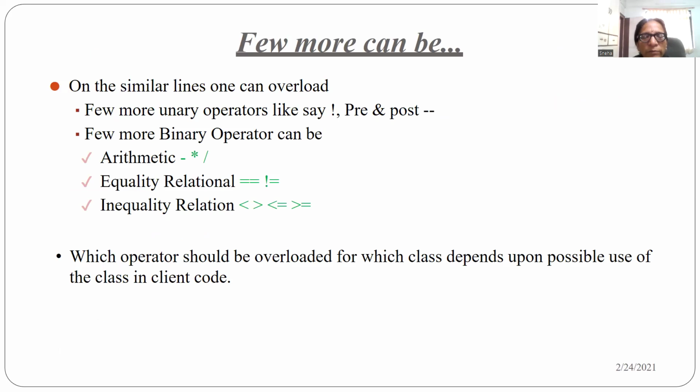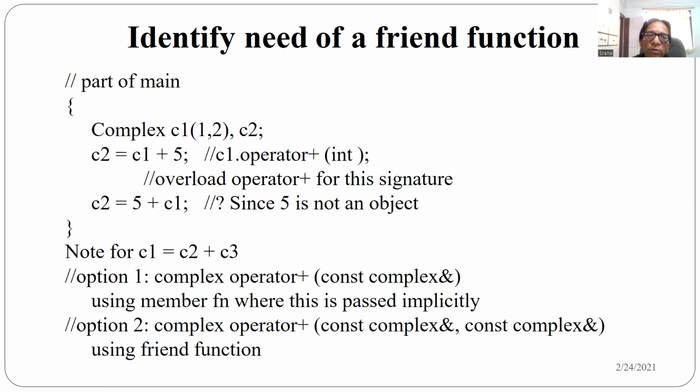On similar lines, one can overload a few more unary operators like exclamation, or we can say it as a not, pre and post. A few more binary operators can be written: arithmetic minus, product, multiply and divide. Equality and relational operators, is equal to or not equal to. Inequality can also be used, that is greater than or equal to, less than or equal to, less than or greater than also. Which operator should be overloaded for which class depends upon the possible use of the class in the client code. Identify the need of a friend function.